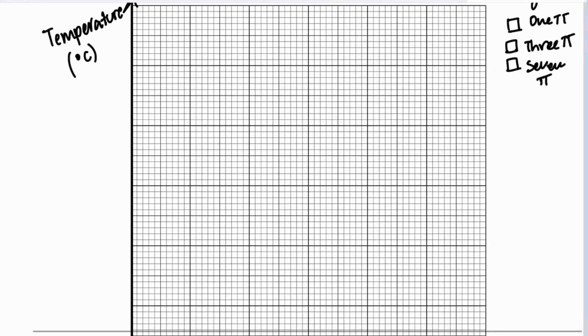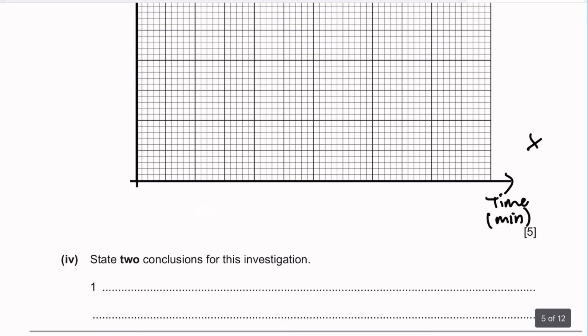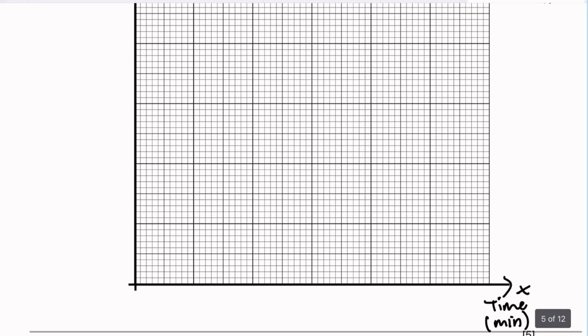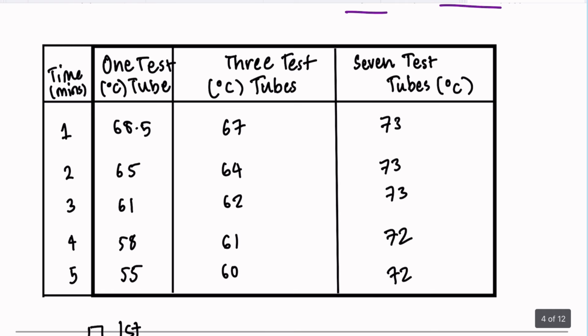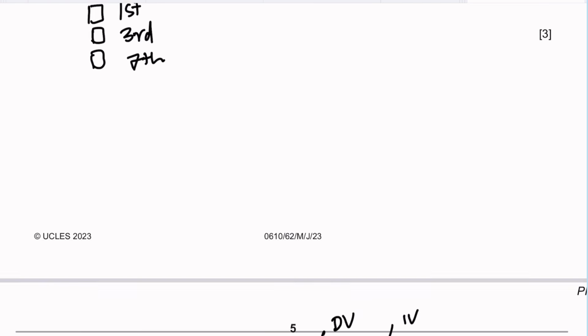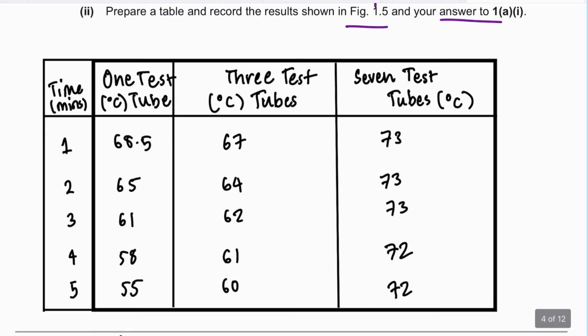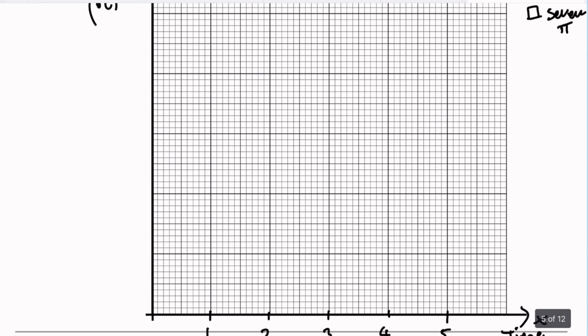Okay, now what you do is you have Y and X and numbers 1, 2, 3, 4, 5 for minutes. 1 test tube is 68.5 in the first minute. So the temperatures seem to be in the 60s, so 50s to 70s range, right? And it's also very specific numbers, so I would probably do something like 20, 40, 60, 80.